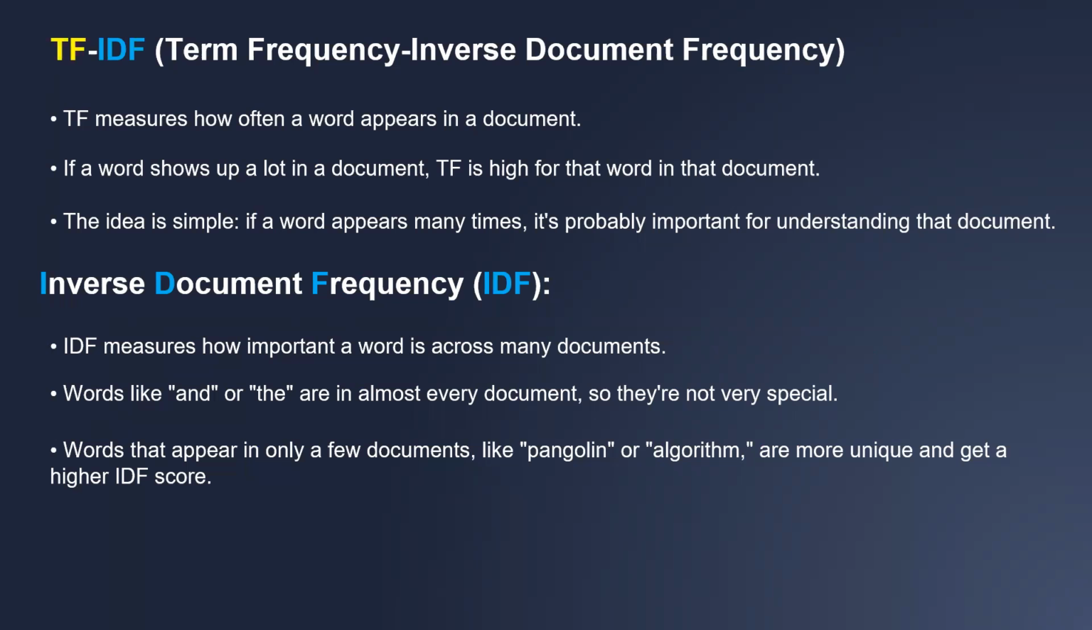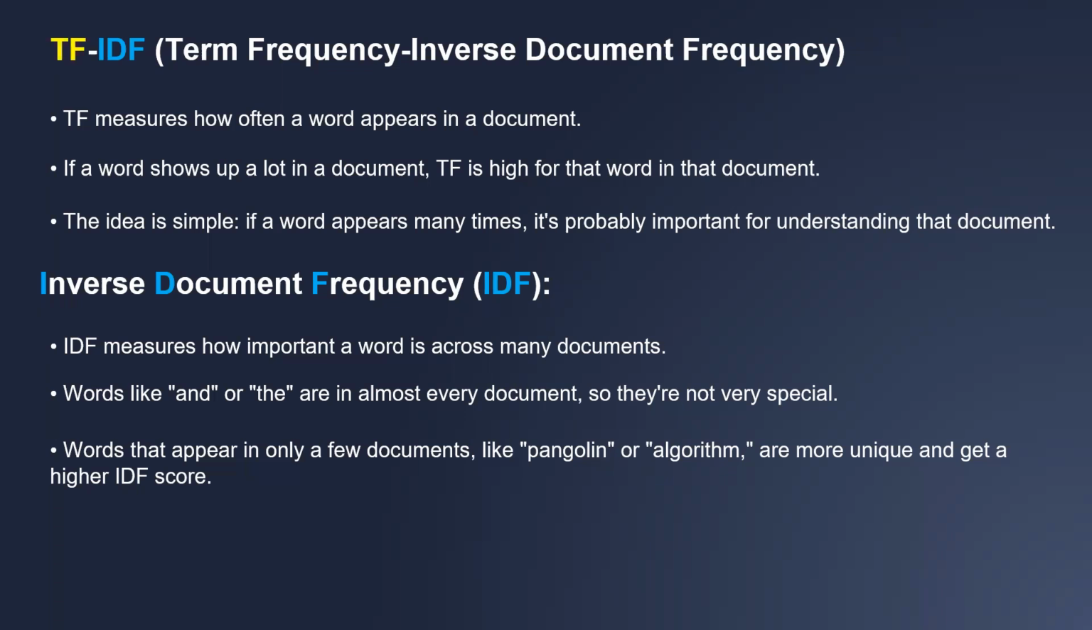So guys, first of all, TF-IDF. TF means term frequency and IDF means inverse document frequency. TF-IDF vectors are used in information retrieval tasks, for example keyword extraction, or sometimes as features in machine learning models for text classification or clustering. TF measures how often a word appears in a document. If a word shows up a lot in the document, TF is high for that word. The idea is very simple: if a word appears many times in a particular document, it's probably important for understanding that document, right?